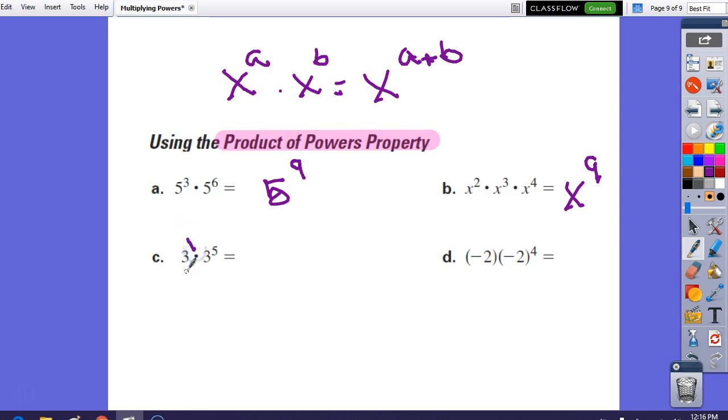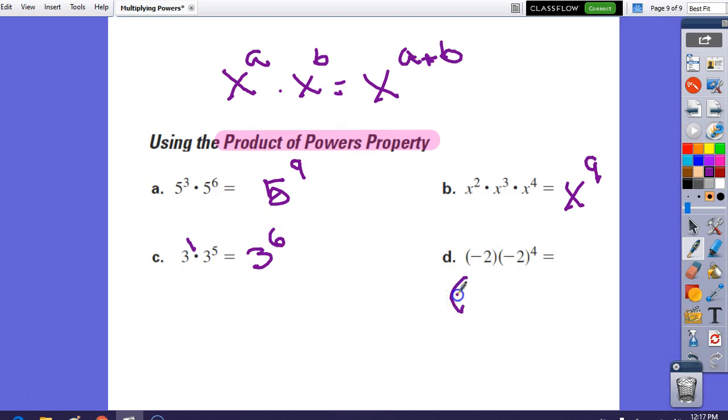This one, 3, ooh, now this doesn't have an exponent, but I can basically insert one here by thinking about how many 3's do I have. I only have 1 3, so it'd be a good idea to write that 1 there. And when I multiply by 3 to the 5th, I have 1 3 and 5 more 3's, which makes the base 3 and the exponent 6. This one's 3 to the 6th.